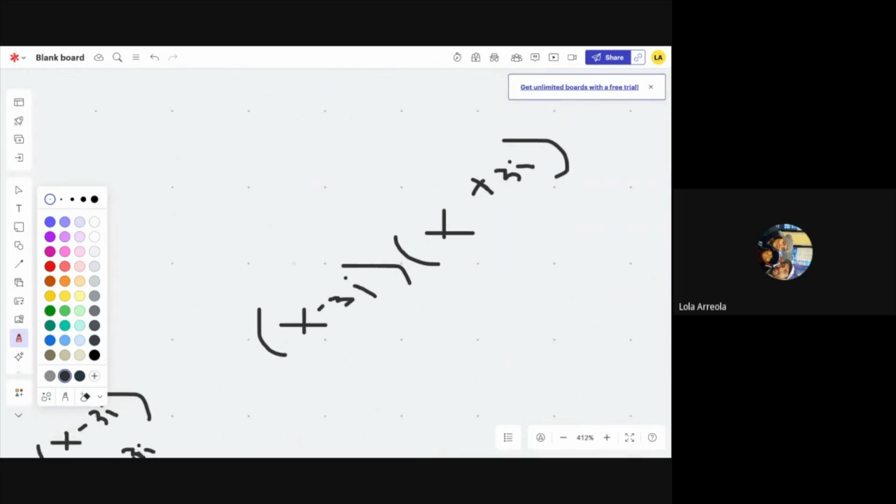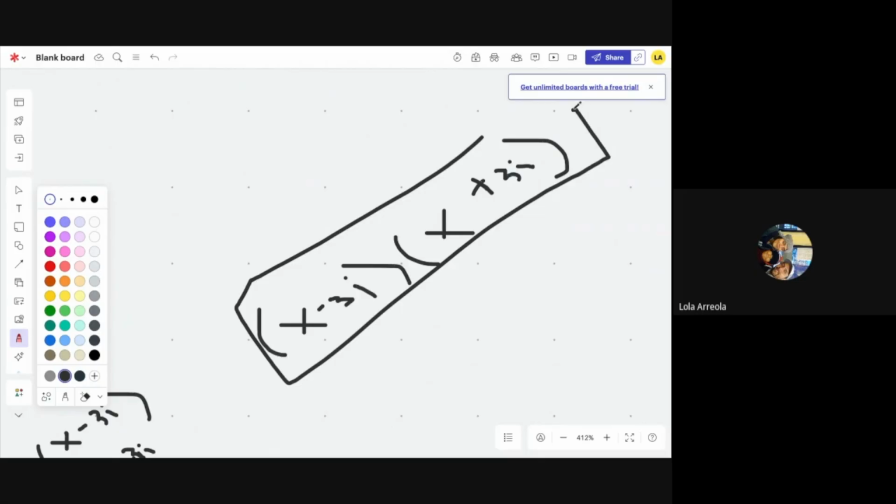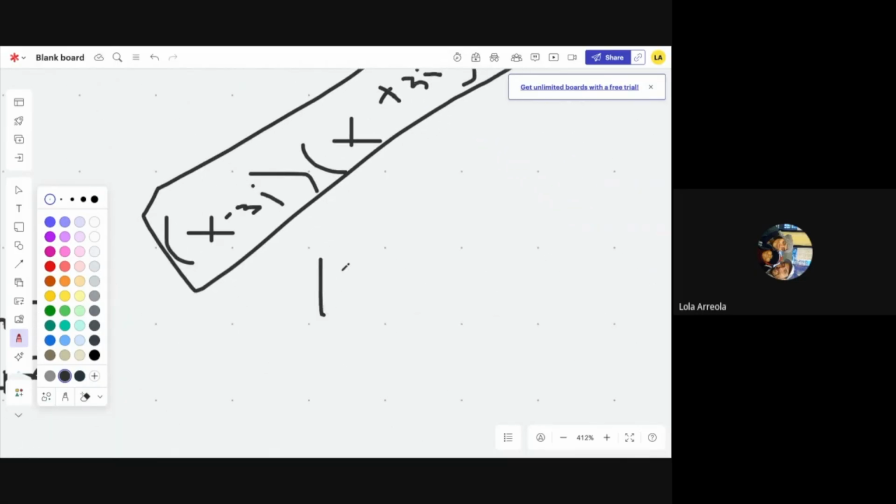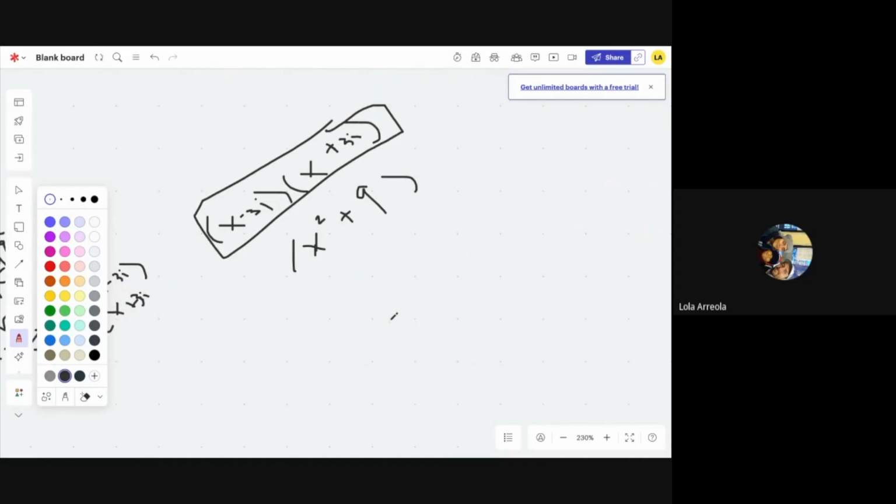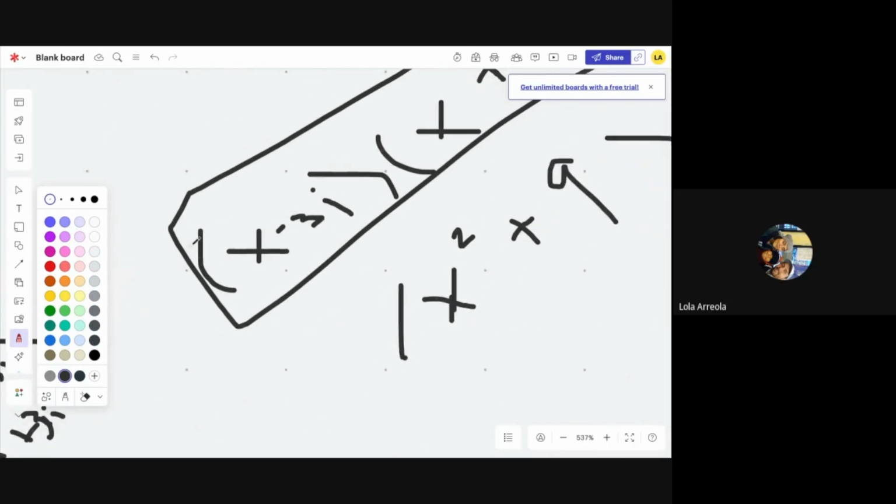So let's say I have the factors like this, and I ask you to multiply this out. So without hesitation, what is the multiplication of these two factors? The expanded form. x squared plus 9.